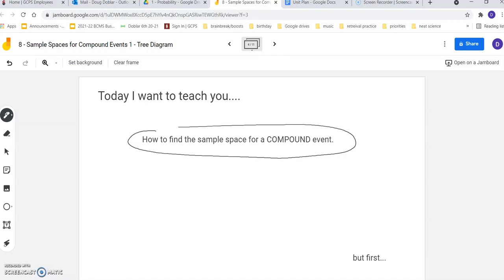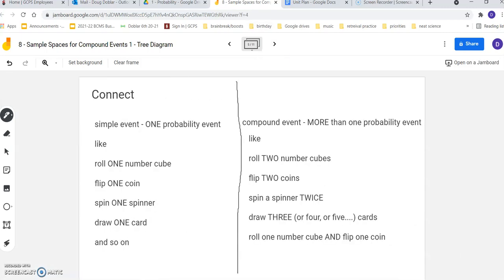All right, before we get to the sample space for a compound event, let's talk about what that even means, shall we? So in probability, we talk about a simple event being different than a compound event. So take those two terms in now. A simple event is just one probability event. That's what we've been doing so far, like roll one number cube, flip one coin, spin one spinner, draw one card, and so on like that.